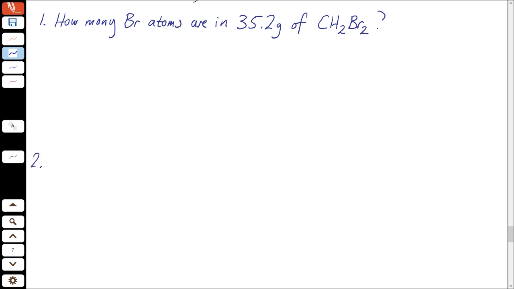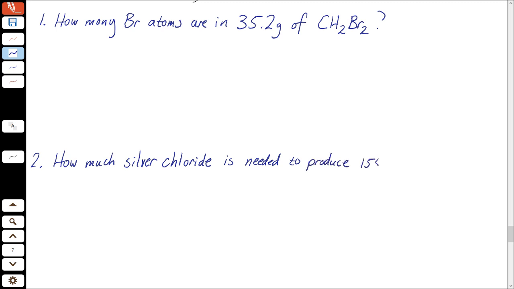here's another one. How much silver chloride is needed to produce 155 milligrams of pure silver?